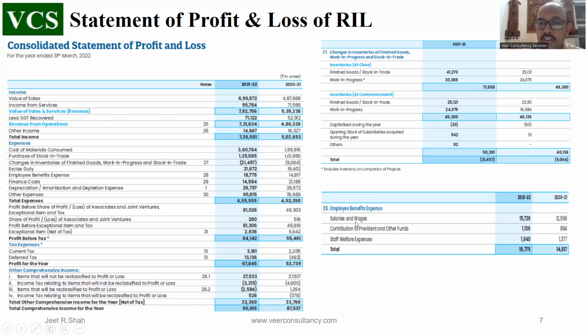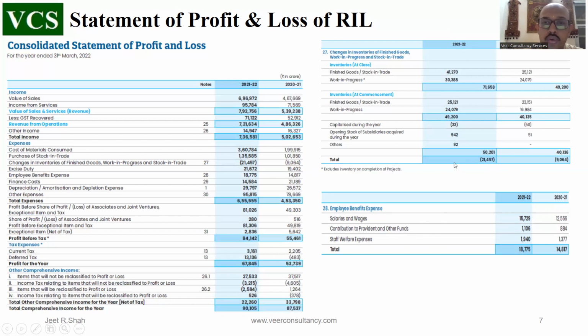So we have over here salaries and wages, 15,729 crores, vis-a-vis last year it was 12,556 crores. Okay, contribution to provident funds and other things, and staff welfare expenses that are there. So in total, Reliance is spending 18,775 crore rupees on the employees, and last year they had spent 14,817 crore rupees on the employees.